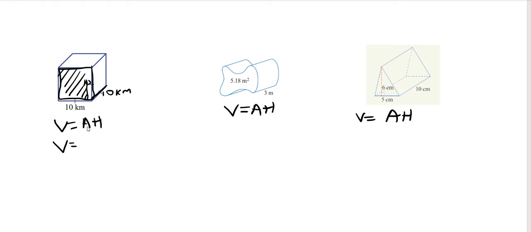So area of the square would be 10 times 10. Actually, I can write the formula down for the actual square. So area will be length times length. That's the area of a square times the height.